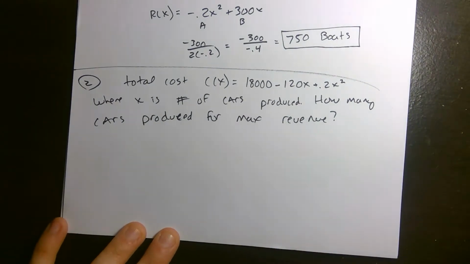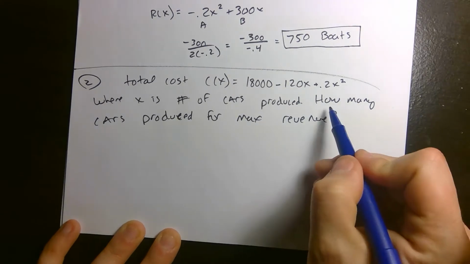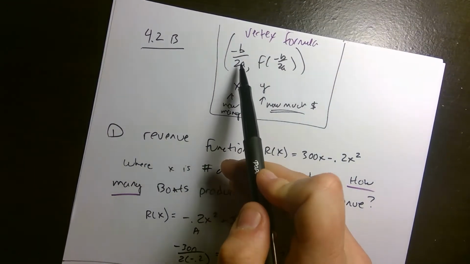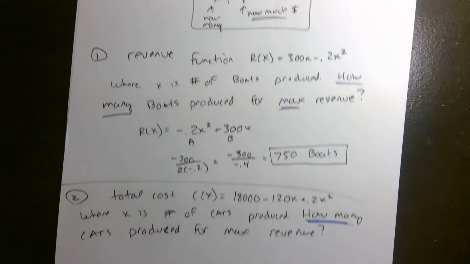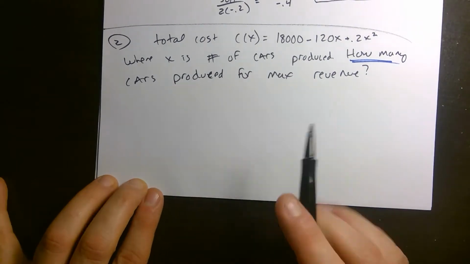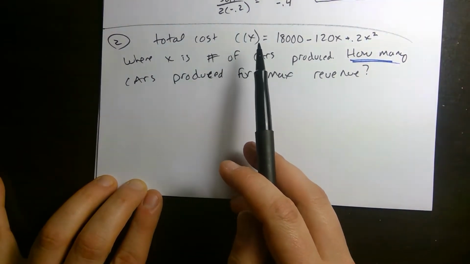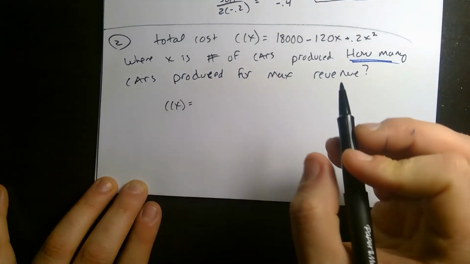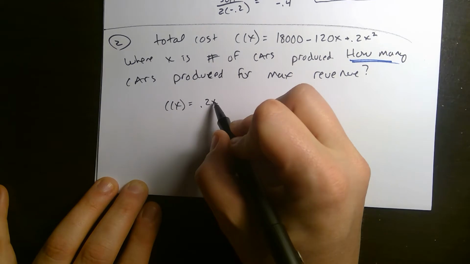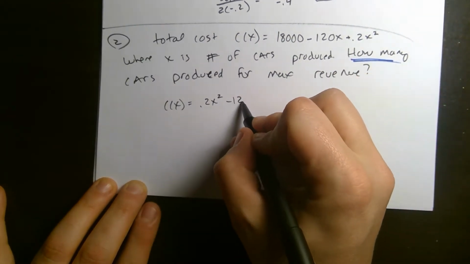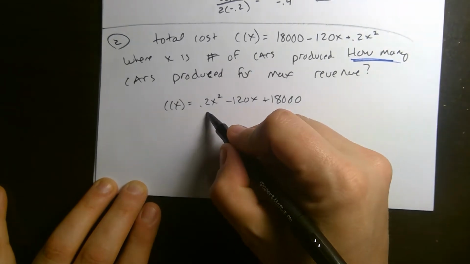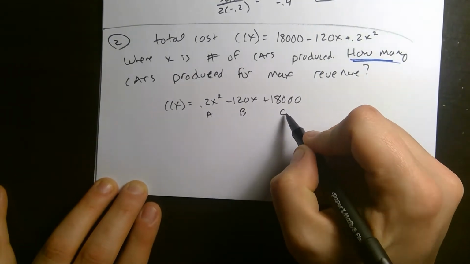Well, again, since I see the phrase how many, I know I'm only going to have to hunt down the x value here. And so when I look back at my vertex formula, I know I only need the x value, which is the opposite of b over 2a. So when I go to this problem, the first thing I'm going to do is rewrite my formula so that I have this in degree descending order. So that will become c of x equals 0.2x squared minus 120x plus 18,000. And so this is my a value, this is my b value, this is my c value.